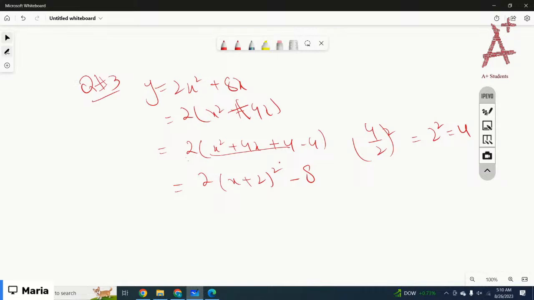So the vertex is negative 2 and negative 8, right?